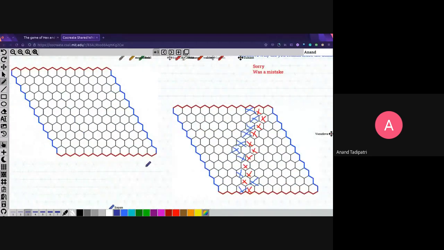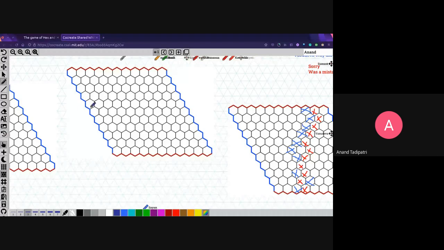Let me find a blank board. If I'm playing blue, then my objective is to connect these two ends. If I connect these two ends, then it doesn't count. It has to be these two. Likewise, if I'm the red player, I need to connect these two ends, not these two. Those are the only rules.